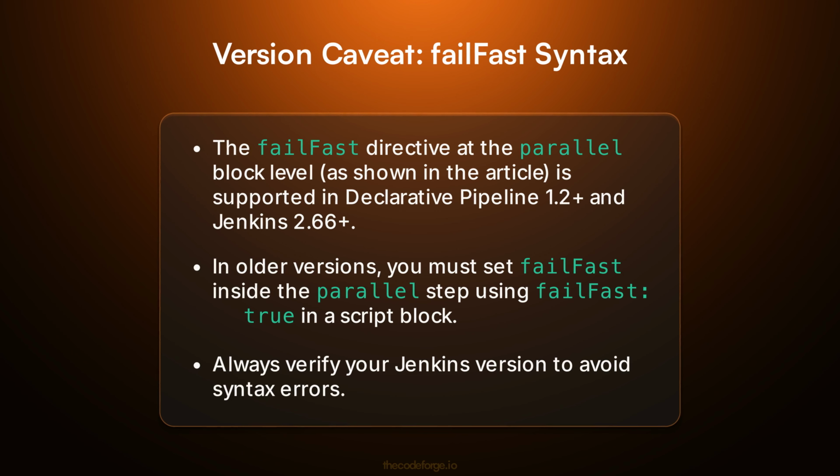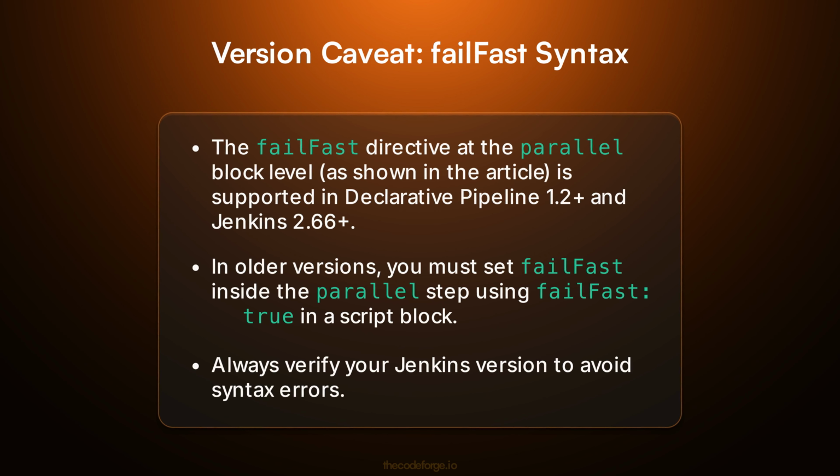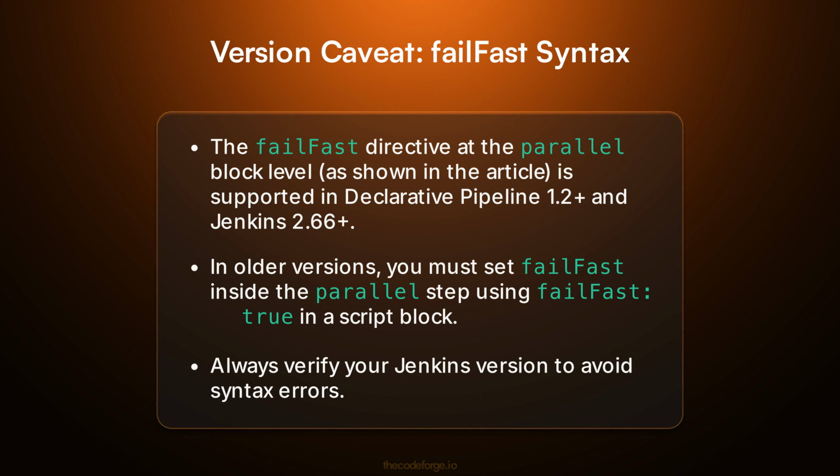The failFast directive at the parallel block level, as shown in the article, is supported in Declarative Pipeline 1.2+ and Jenkins 2.66+. In older versions, you must set failFast inside the parallel step using failFast true in a script block. Always verify your Jenkins version to avoid syntax errors.